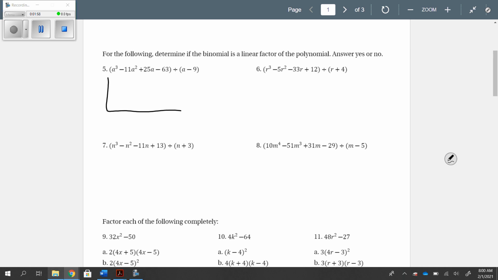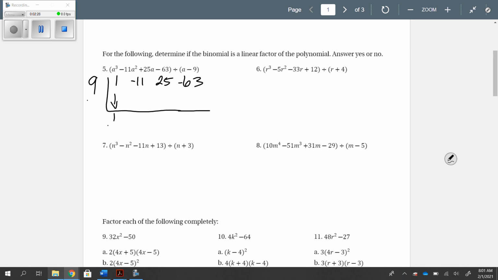So same steps. We do synthetic division. Synthetic division is the quicker, easier one. So we take this number, do the opposite outside of here. That's a 9. Then we write out the coefficients at the top. Okay, so a cubed, that's 1, then negative 11, then 25, then negative 63. Okay? Then we drop down the first coefficient, and then we multiply the outside.